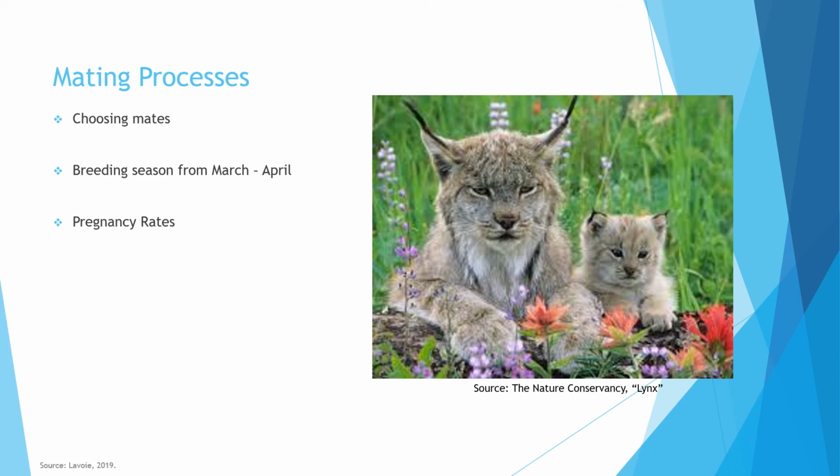Pregnancy rates depend on the abundance of snowshoe hare populations. When snowshoe hare populations are low, females will either not ovulate or miscarry if they are already pregnant. Pair bonding between males and females is common but short. And finally, the female is the only sex that provides any kind of parental care.